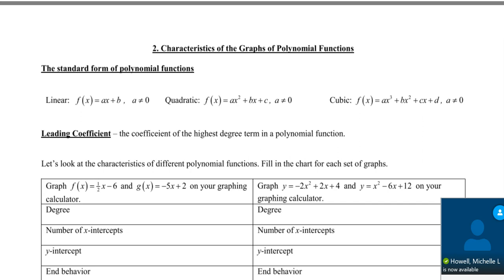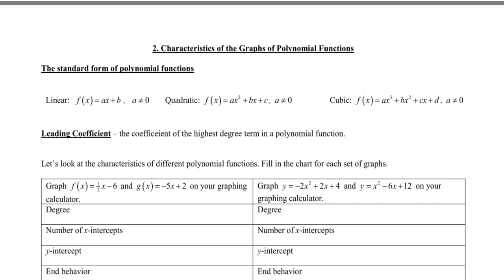And the cubic, in general, ax cubed plus bx squared plus cx plus d, where a cannot be 0. The leading coefficient is a. It's the coefficient of the highest degree term, so a in all of the above.